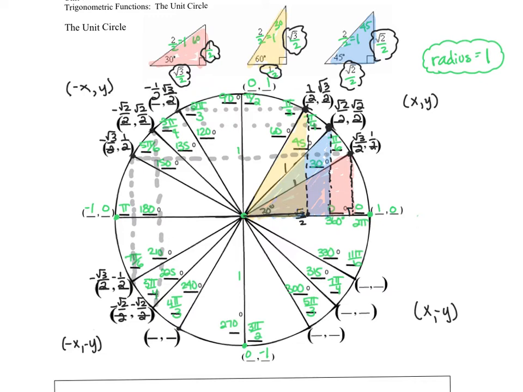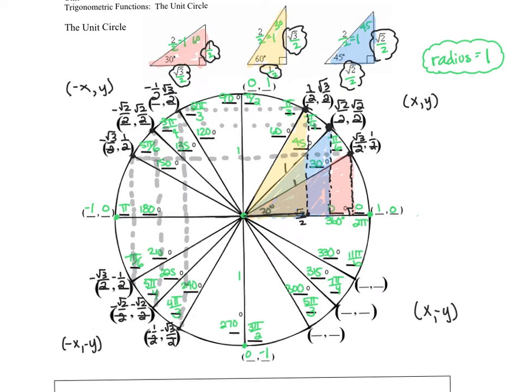And finally, for my last coordinate, I'm going to reflect this point across my x-axis. And when I do that, it's negative 1/2 units in the x direction, and I'm down negative rad 3 over 2 units in the y direction.